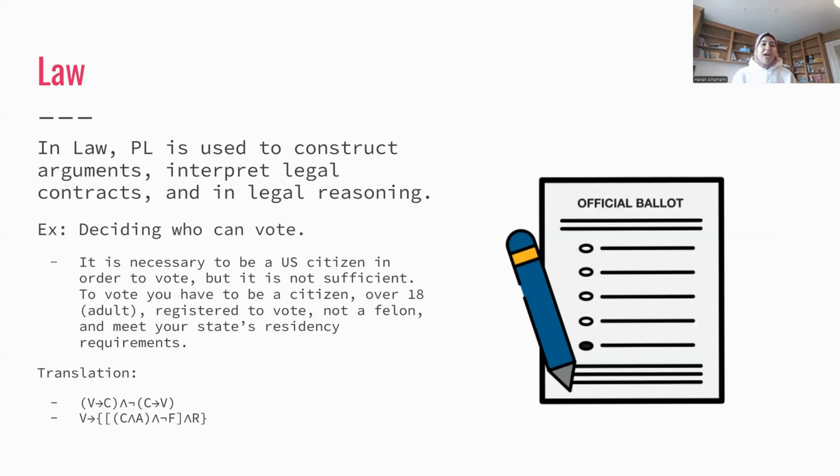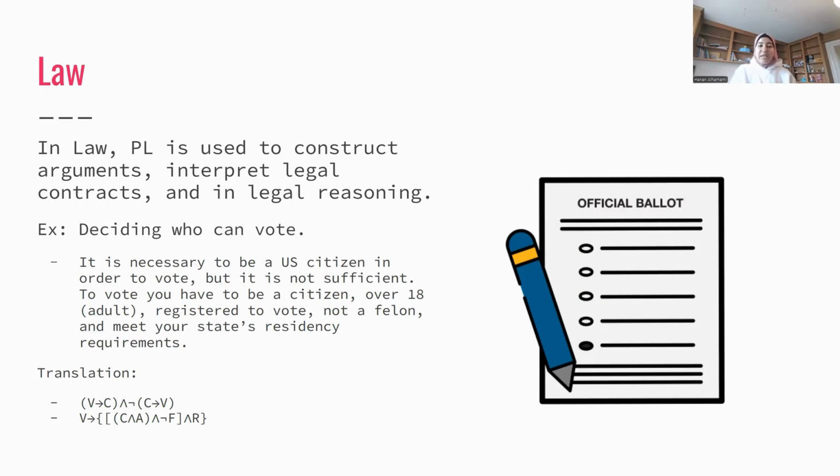And in law, PL is used to construct arguments, interpret legal contracts, and in legal reasoning. I wanted to talk about an example of how it's used in deciding who can vote. Here, it is necessary to be a US citizen in order to vote, but it's not sufficient. To vote, you have to be a citizen over 18, registered to vote, not a felon, and meet your state's residency requirements.